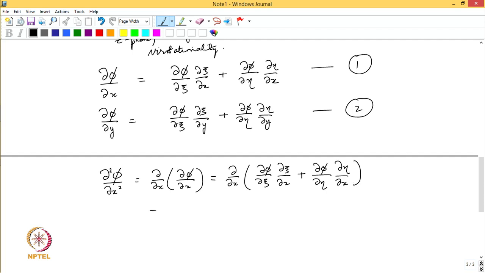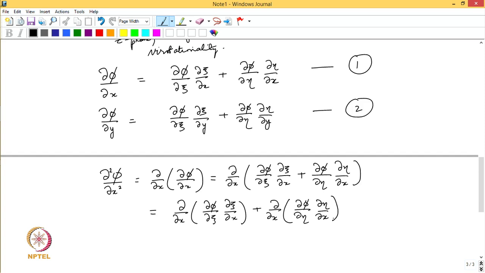okay, which we can also write as, if we split the derivative into two parts, d by dx of d phi d xi dx plus d by dx of d phi d eta dx. I am hoping that you are with me till this point.